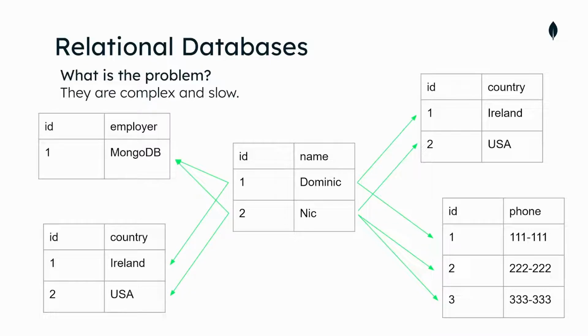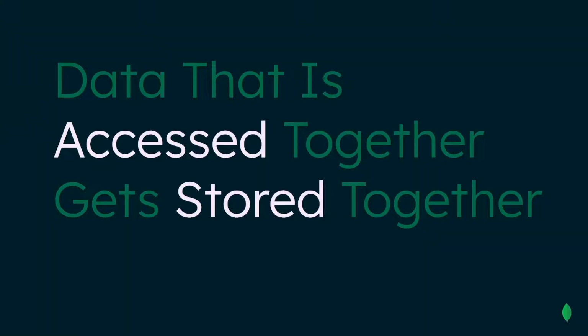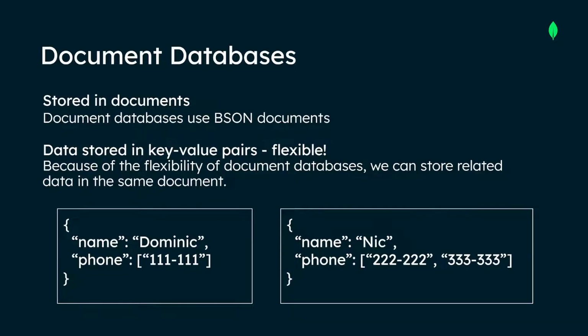Let's have a look instead at document databases. One of the core principles of the document database is that data that is accessed together gets stored together. As the name suggests, in a document database, the data is saved as a document. In the case of MongoDB, this would be a format that is called BSON, which stands for binary JSON. Here's how the two users from the previous example look if we put them into documents. The keys are name and phone, and as the value you can then flexibly assign whatever data type makes sense to you.